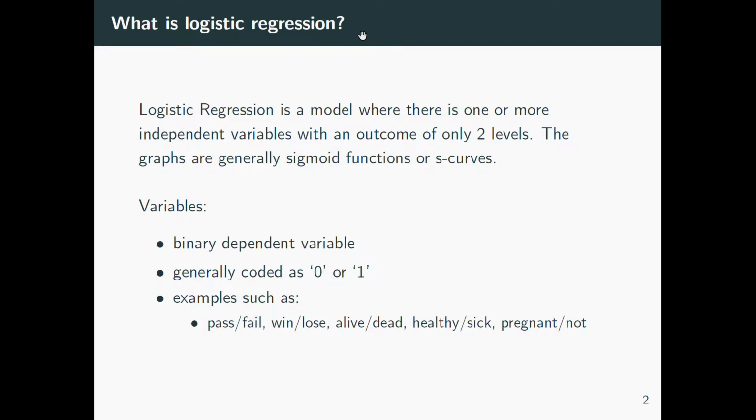What is logistic regression? Logistic regression is a model with one or more independent variables and an outcome of only two levels. The graphs are generally sigmoid functions or S-curves. The variables: there's one binary dependent variable, which is generally coded as 0 or 1. Examples for this are pass-fail, win-lose, alive-dead, healthy-sick, and pregnant-not.